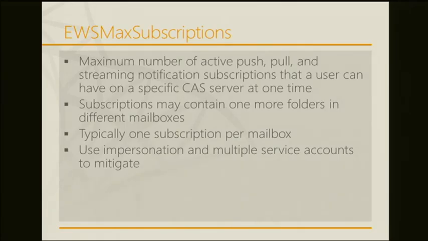So getting right into that, EWS Max Subscriptions. We talked a lot about this yesterday: streaming notifications, push notifications, pull notifications, that first step where you create a subscription. This throttling limit is the number of active subscriptions that a service account can maintain on any given CAS server. So when we get to talking about affinity, another important thing to keep in mind is that the throttling budgets are maintained on the CAS server. When I have an array of multiple CAS servers, the budget is maintained in a relationship between the calling account and the CAS server. So if my calling account is interacting with one mailbox on one CAS server and another mailbox on another CAS server, I can get more scale out of my app because those calls aren't impacting the same throttling budget. So this is the number of active subscriptions on a given CAS server at one time.